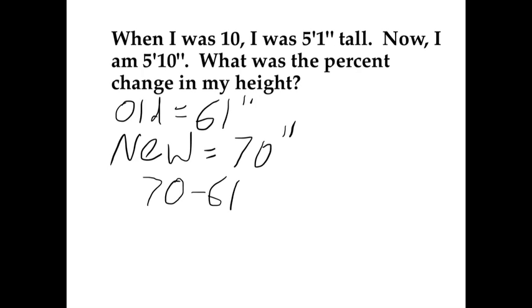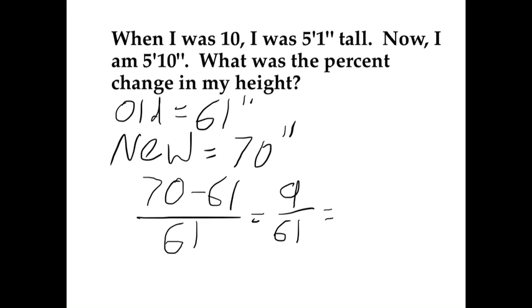We are also looking for the change relative to my old height. How much have I grown as a percentage of the old height? So we're going to divide this by the old height. So what this gives us is a number with the actual change on the top. 70 minus 61 is 9, divided by 61.